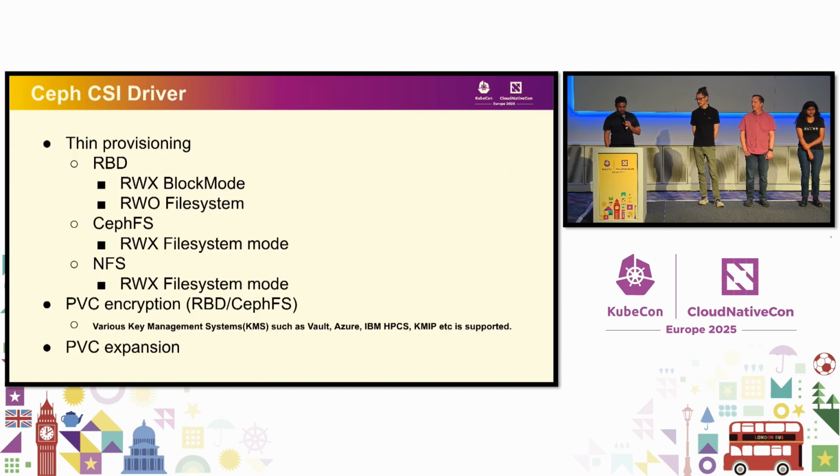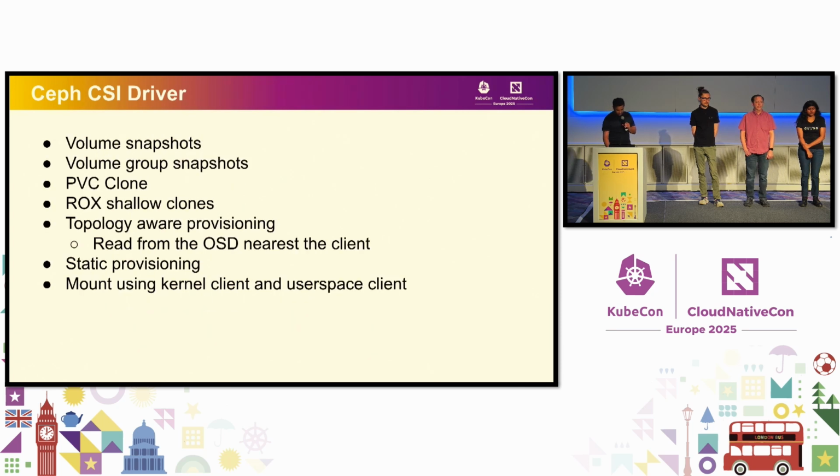We support thin provisioning. For RBD, we support RWX block mode, which is for VMs, and RWO file system for databases. For CephFS, we support RWX file system. And for NFS, we support RWX, which is on top of CephFS. We support PVC encryption for both CephFS and RBD. We have tested with various KMSs, such as Vault, Azure, IBM HPCS, bring your own key, secrets, etc. We also support online PVC expansion for all three drivers.